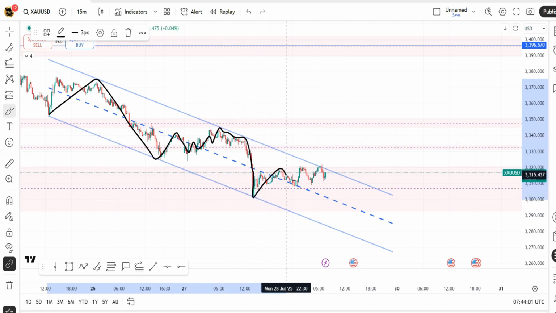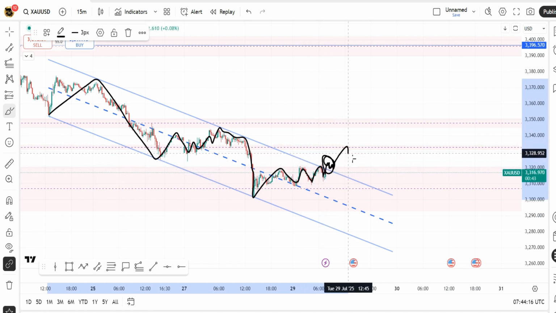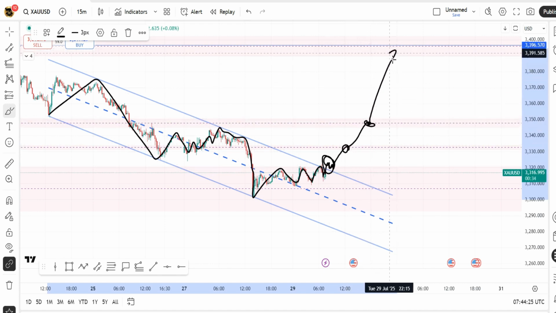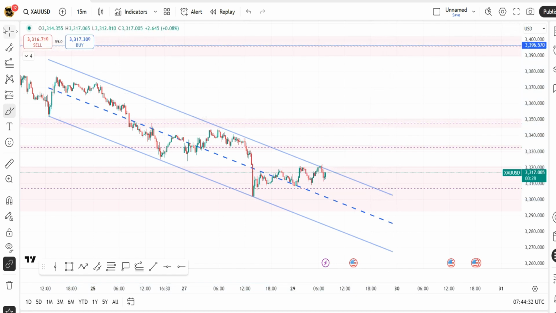Here you can see that since the morning the market is still above the pivot area, and right now it seems that on a smaller time frame chart the market is trying to break this structure. If the market breaks this structure, then we will first be looking for the 3350 area. Then if the market is able to break this as well, we're gonna look for 3396. So this is right now the possible scenario for the gold market.